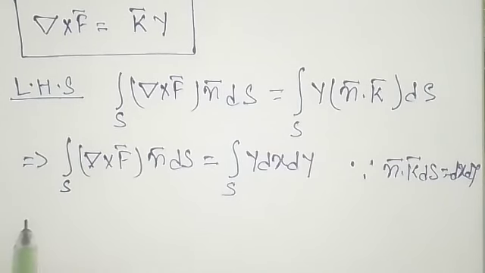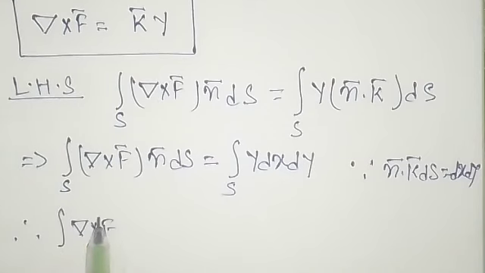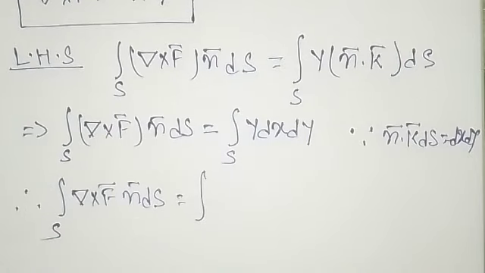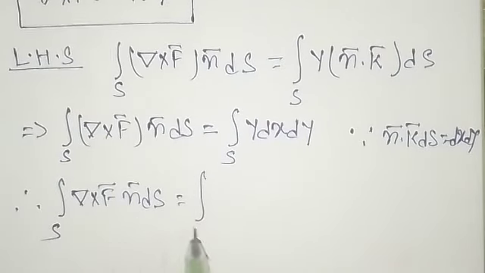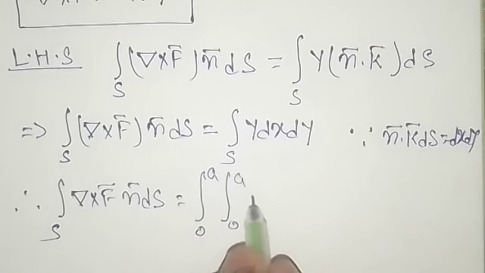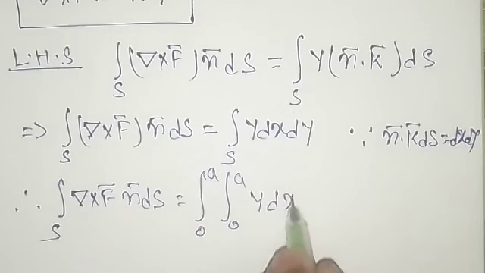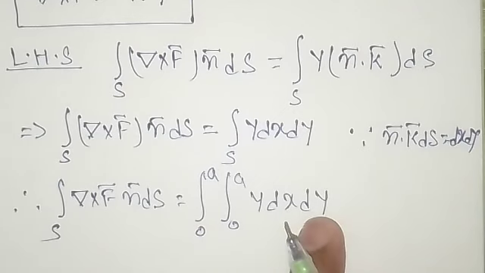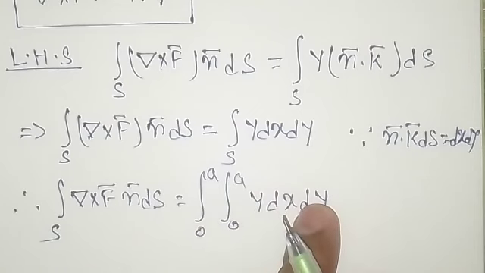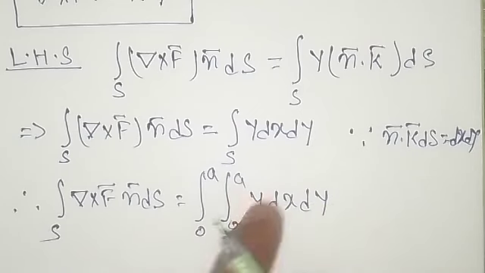So therefore we can write, the surface integral of curl of f into n ds is equal to what? That is a double integral. Surface integral means you have to double integrate, and volume integral, in the sense of volume, means triple integrate. So 0 to a, and this is also 0 to a, and we are integrating y into dx into dy. First we have to integrate with respect to y. So the y integration is what? y²/2. When we put the limit 0 to a, you'll get a²/2.